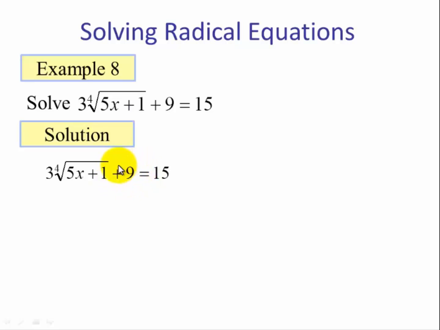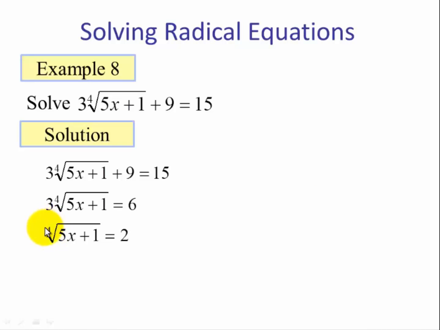So solving the equation, we follow the order of operations in reverse. The first thing we're going to get rid of is the plus 9, so we subtract 9 from both sides. Next, we want to isolate the radical, so we need to get rid of the 3. Since it's multiplying, we do the opposite and we divide. And we are left with the fourth root of 5x plus 1 equals 2.